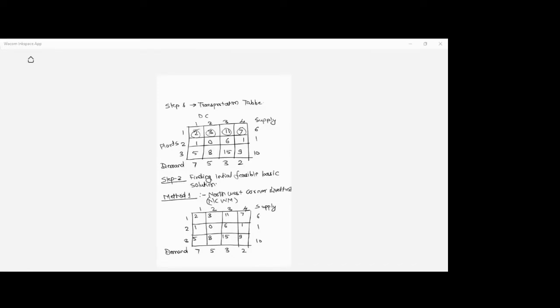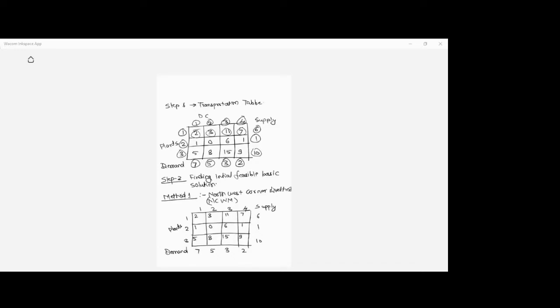Now we are going to see how to allocate the values. These are the plants. Plant number 1 is able to supply 6 million liters of milk, plant 2 is supplying 1 million liter of milk, and plant 3 is able to supply 10 million liters of milk. Similarly, one distribution center requires 7 million liters, the second requires 5 million liters, the third requires 3 million liters, and the fourth requires 2 million liters.